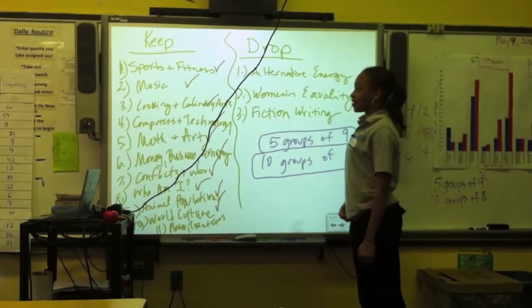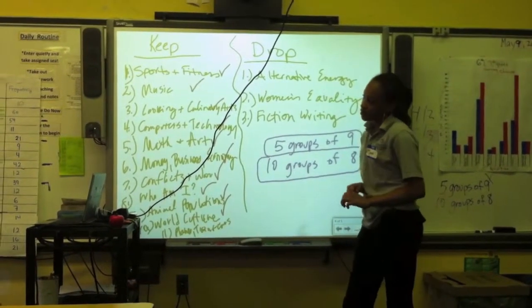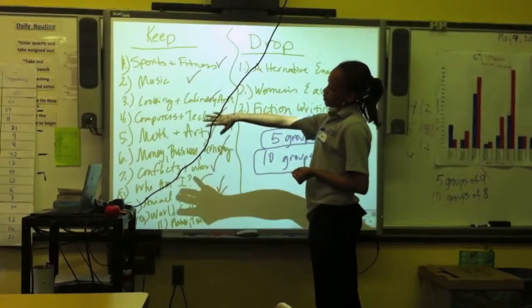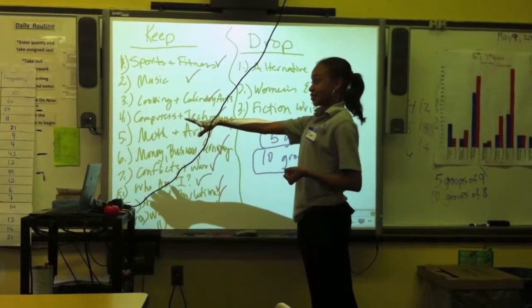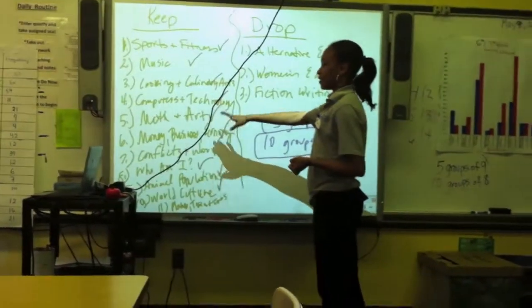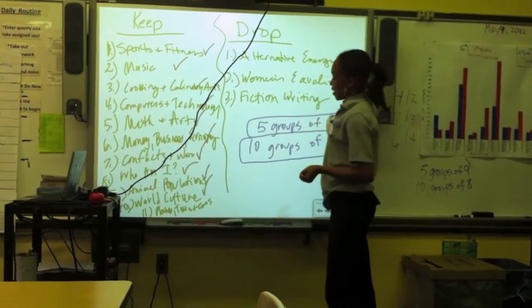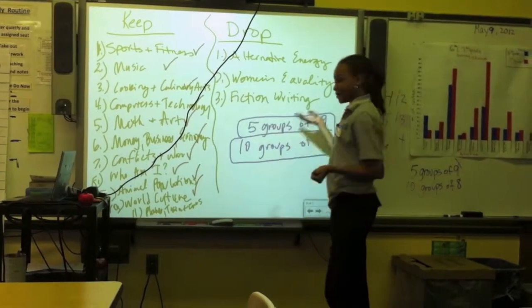Then we made a list of the topics that we were going to keep and the topics that we were going to drop. We looked at the frequency table and at the topics that had the most votes, and we kept those, and the topics that had the least votes we dropped. And as you can see, these are the ones we kept and these are the ones we dropped.